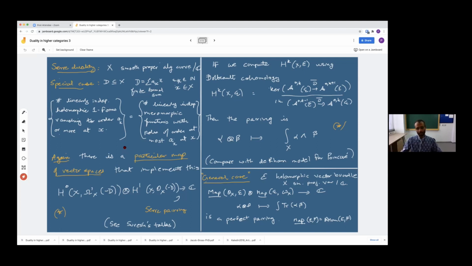And again, you can ask the same question. I have this equality of two numbers. I count these things, and I always find them to be equal to the count of these other things. But is there a map between the vector space of holomorphic 1-forms vanishing in a certain way and the vector space of these meromorphic functions that implements this equality? And in fact, there's a perfect pairing which goes between, you first recognize that the, oops, sorry, I wrote H1 where I should have written H0.